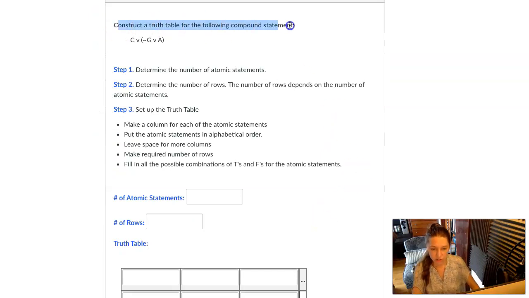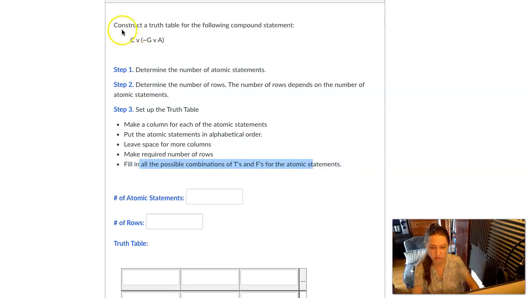Okay, construct a truth table for the following compound statement. So again, we're going to start by figuring out the number of statements. There's 3 different letters. That's 3. When we've got 3 statements, we know we need 8 rows. So we set up the table. First, make columns for our atomic statements in alphabetical order. We'll leave space for more. We'll make the required number of rows. We know we're going to need 8, and we're going to fill in all the T's and F's for the atomic statements before we even get started.